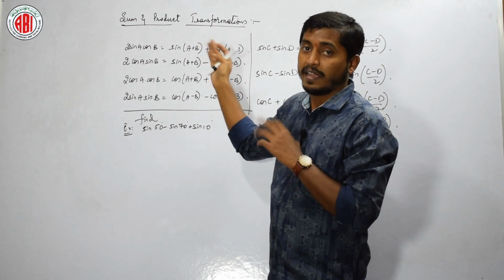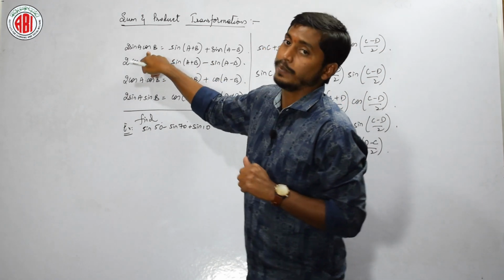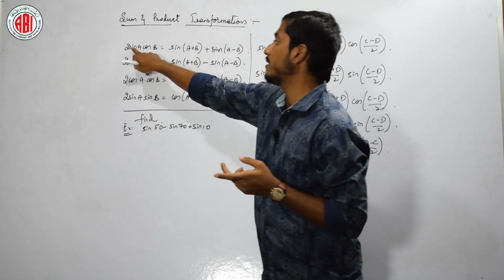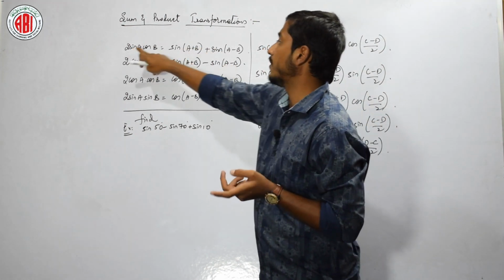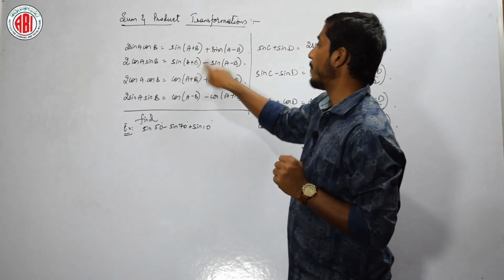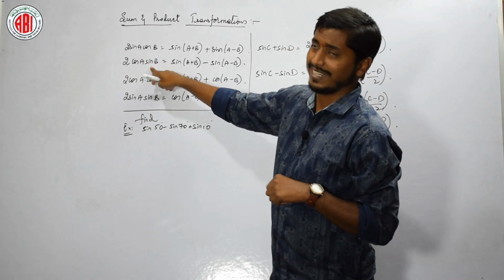If we add those both, the second terms will get cancelled and we will get 2 sin a cos b, isn't it? If both are sines, we will get sin and cos, right. If it is addition, the first thing we will get is sin and the second is cos. If it is subtraction, we will get the first as cos and the second as sin, isn't it?